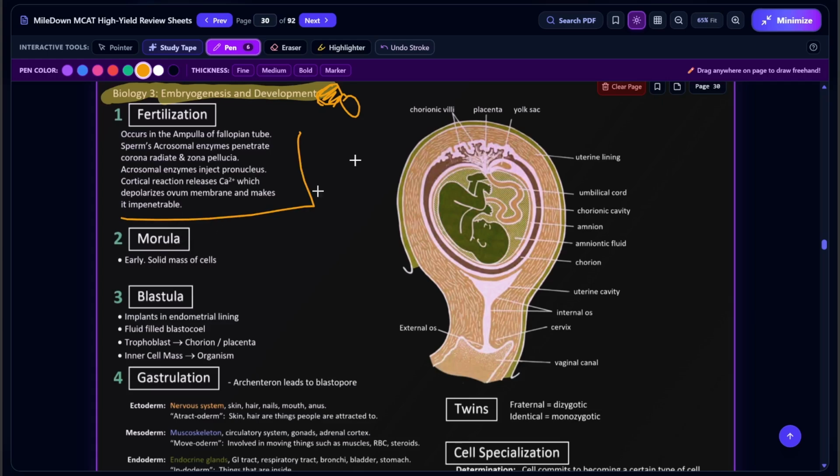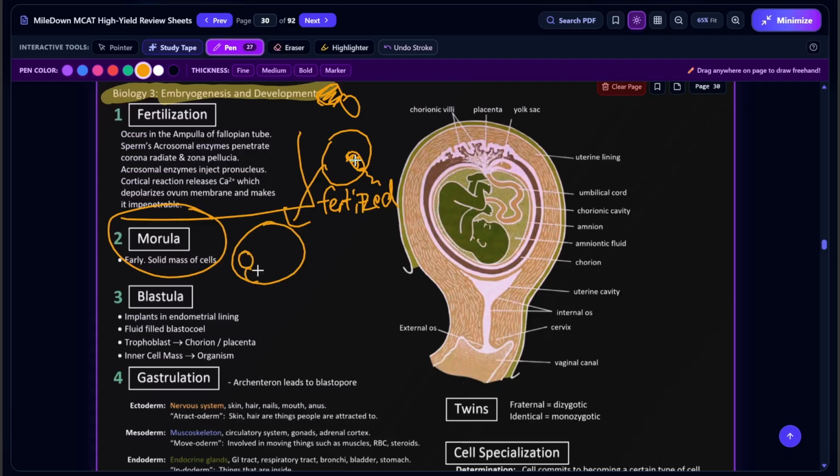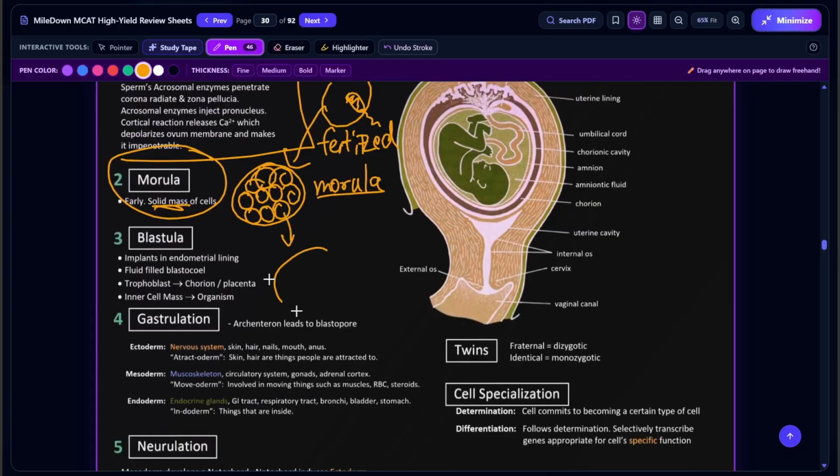Anyway, you have your fertilized egg, and the sperm got in. Fertilized. Nice. All right, and then what happens is that fertilized eggs become a solid ball of many cells called a morula. You just have to memorize that, and that the morula is a solid mass of cells. And then it becomes a blastula, which implants in the endometrial lining.